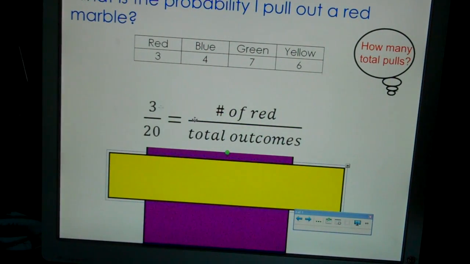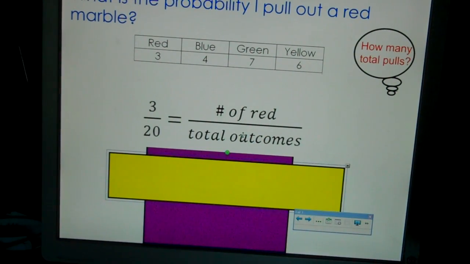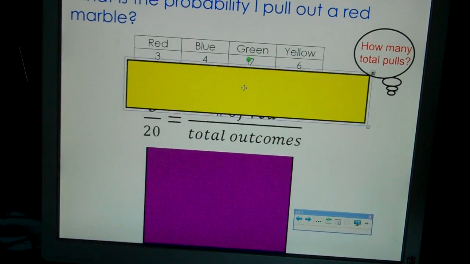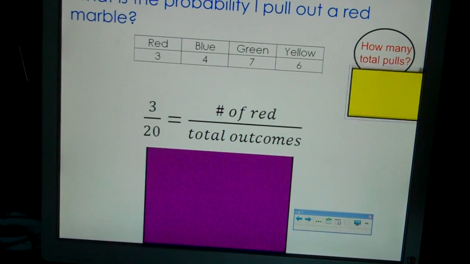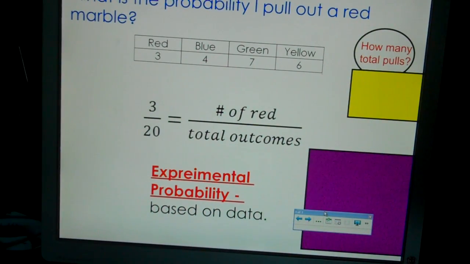Okay? This is based on an experiment. Somebody actually did this. They sat there and did 20 pulls of marbles and saw what happened. A lot of times we do this with flipping a coin or rolling a dice. It's based on data. Experimental probability is based on data.